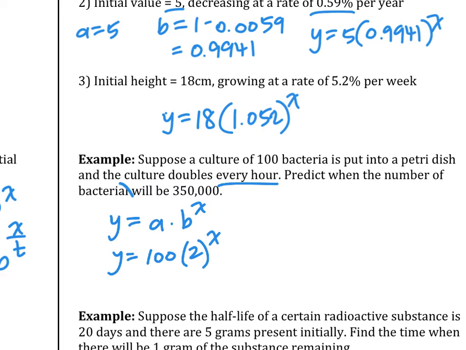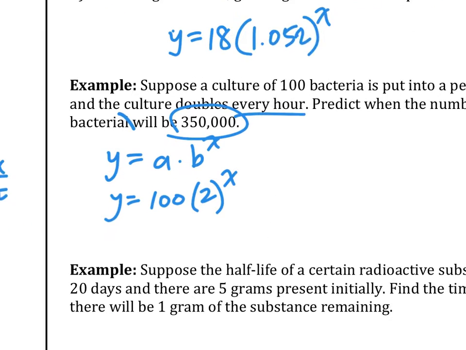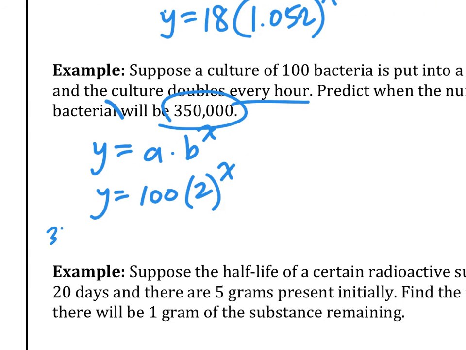Then the last question is, when will you get 350,000? Well, is that X or Y? That is Y. So when will you get 350,000?